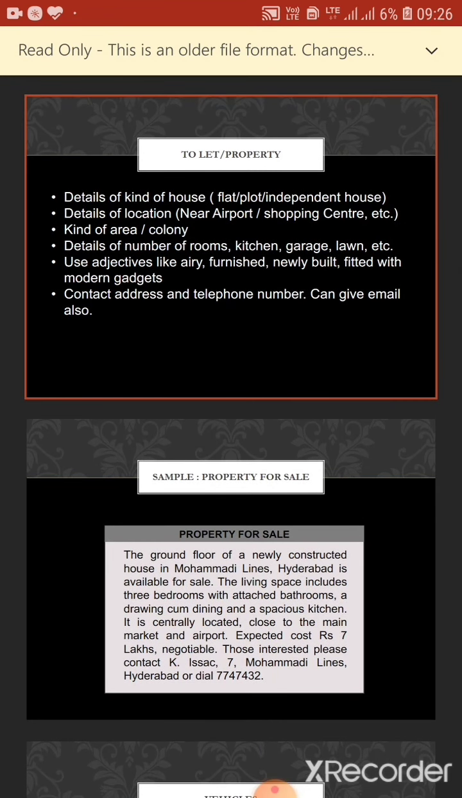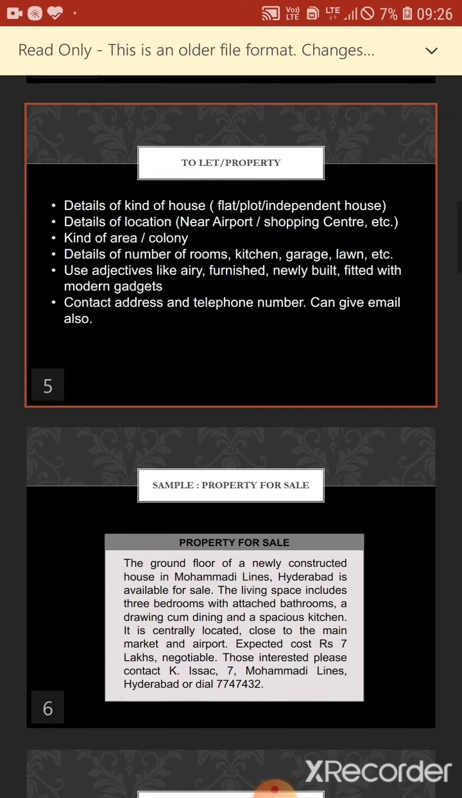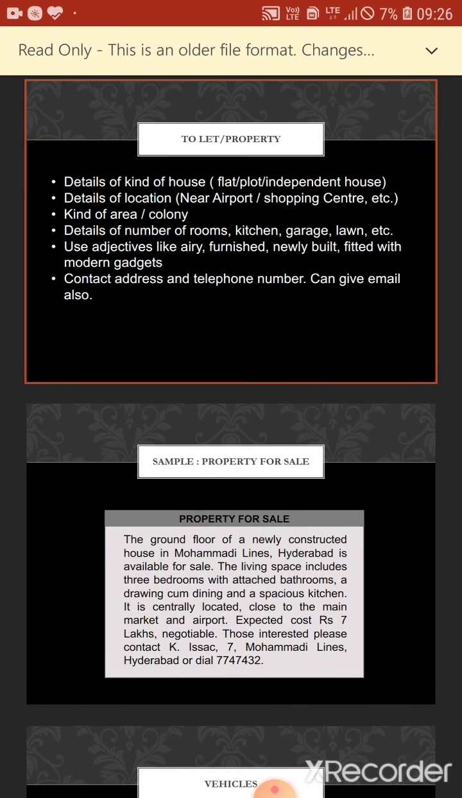Flat or plot or independent house, what kind of house it is should be mentioned clearly. Second one is about the location of the property, where it is located, the house or the flat or the bungalow or the villa, like near airport, shopping center, hospital, railway station, bus stop, wherever it is, so that the people will get attracted to purchase or to take it on rent.